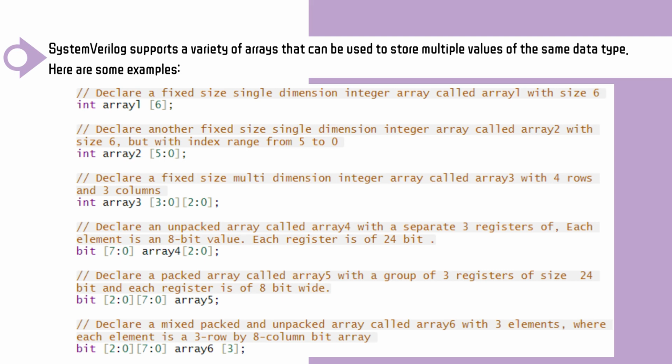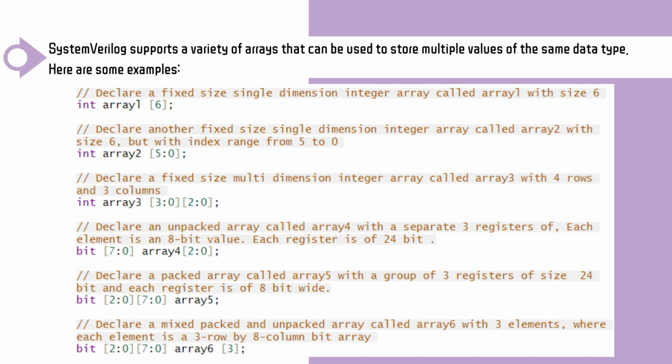int array3[3:0][2:0]. This is an example of a fixed-size multi-dimension array. It is declared as an integer array called array3 with a size of 4 rows and 3 columns. The first dimension is specified as 3 down to 0, and the second dimension is specified as 2 down to 0.